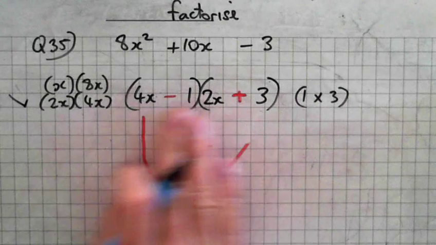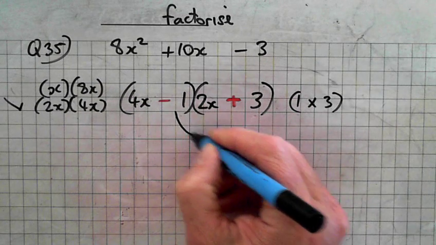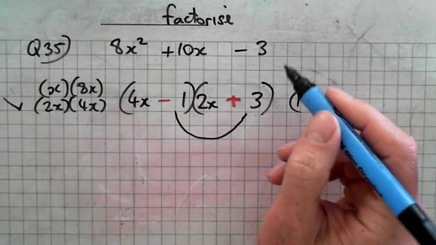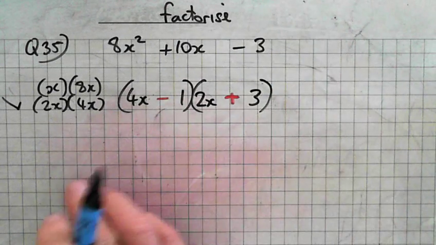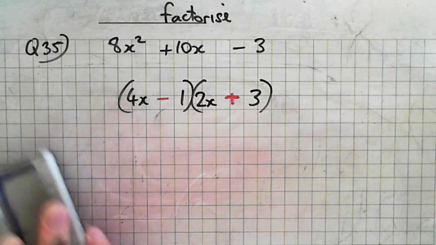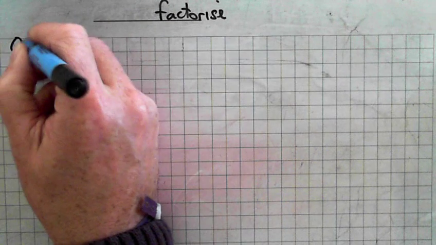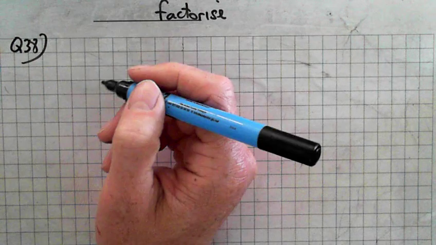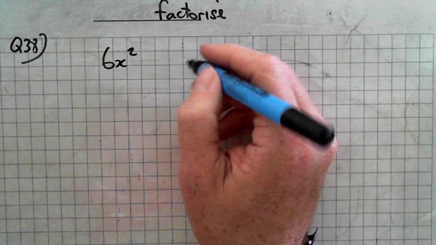And I still have to perform my final test to see if that's correct. Multiply minus 1 times plus 3. Is that minus 3? Yeah. Okay, so that's correct. So that answer is correct. That's 35 and we'll do 38. Slightly, it's a hard one. There's more factors in this one.